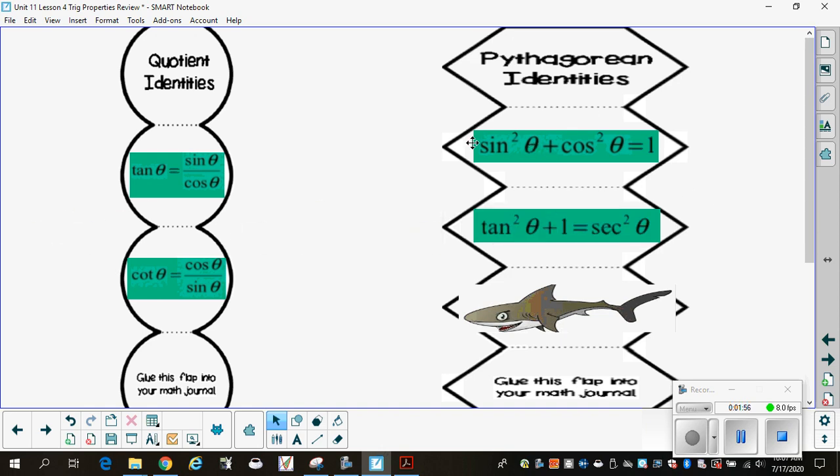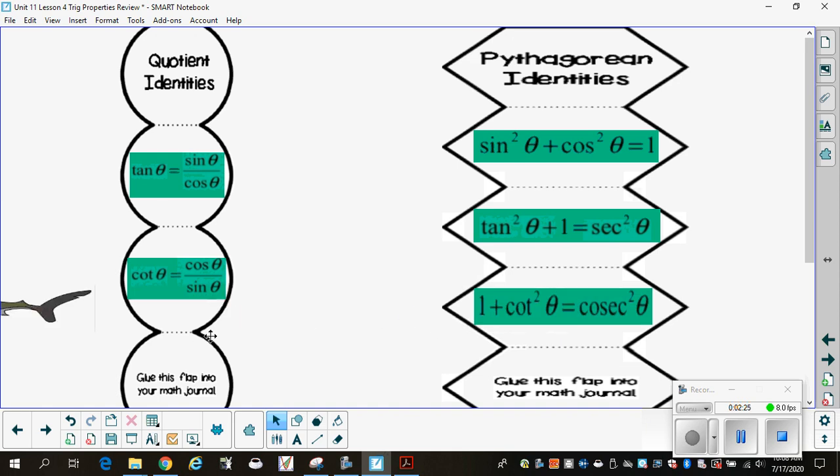To get here, I divide everybody through by cosine squared. Sine squared divided by cosine squared is tangent squared. Cosine squared divided by cosine squared is 1. 1 divided by cosine squared is secant squared. So I can derive the second one from the first one. Likewise, if I were to go through and divide everybody by sine squared, I would get 1 plus cotangent squared is equal to cosecant squared. I'm not sure why this says CO; it should just be C, S, C.